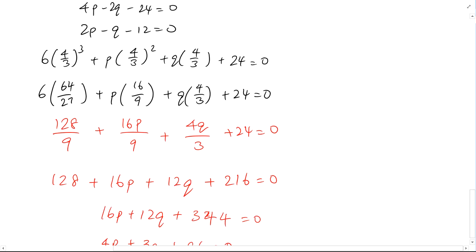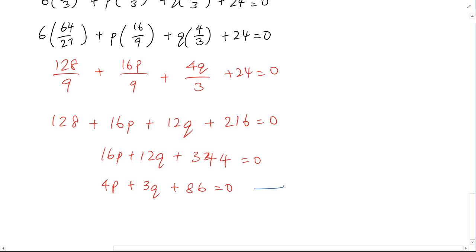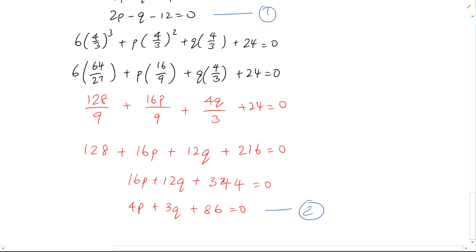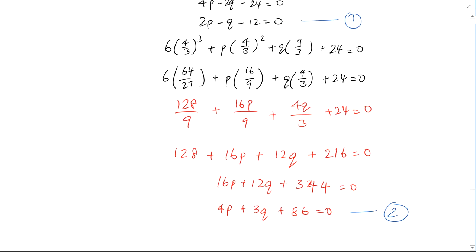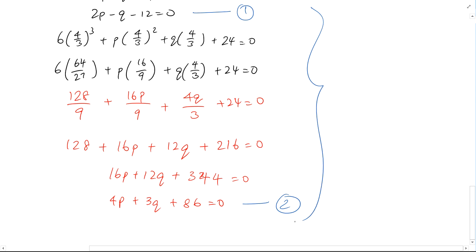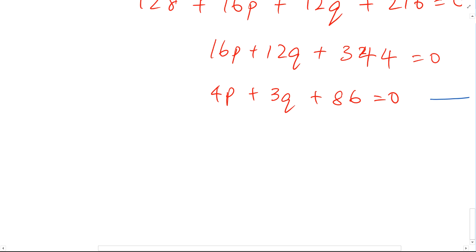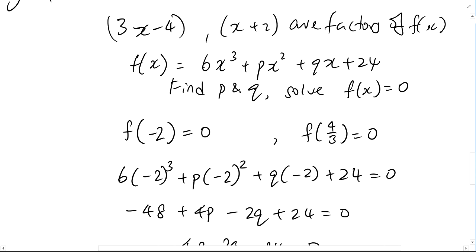So a bit tedious lah. So two equations with two unknowns. Equation number 1, equation number 2. Okay, who asked me for this question? Do you get these two equations? Do you know how to solve these two equations? Yes. Okay, tell me what's P and Q. P is negative 5, Q is negative 22. P equals -5 and Q equals -22.